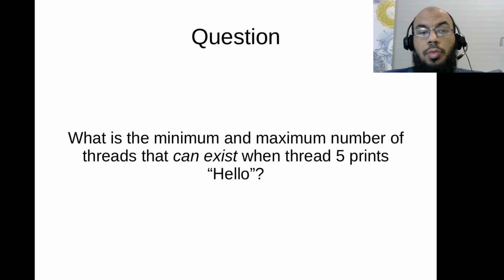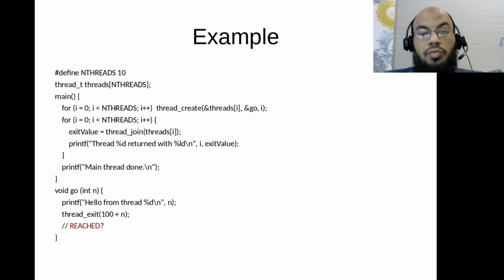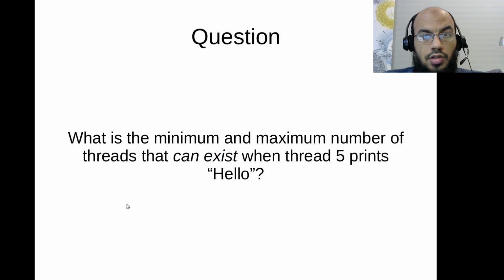I have another question for you. What is the minimum and maximum number of threads that can exist when thread 5 prints hello? So you have an iterator that prints something and prints the number of threads, right? You have 10 threads created in this example, and you spawn them and you wait for them. You spawn them in thread create, and you wait for them in thread join, and then in each thread you print hello from thread and print your own thread number. So the question is, what is the minimum and maximum number of threads that can exist when thread 5 prints hello?